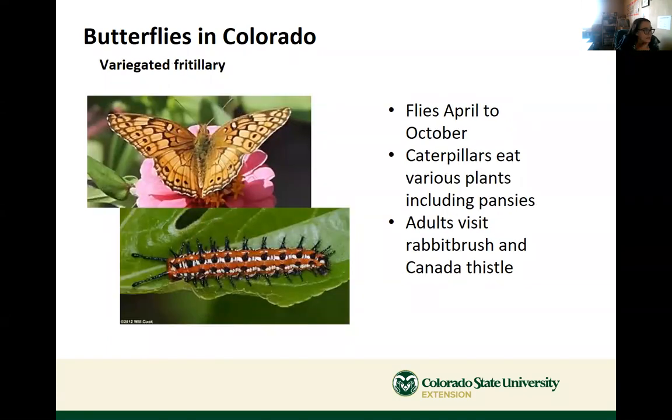Variegated fritillary is our next Colorado butterfly. It flies April to October. Caterpillars eat a lot of different plants. Pansies seem to be one of their favorites. And the adults visit rabbitbrush and Canada thistle. So you can see that rabbitbrush is really pulling some heavy duty when it comes to pollinators. A lot of pollinators are going to visit rabbitbrush.